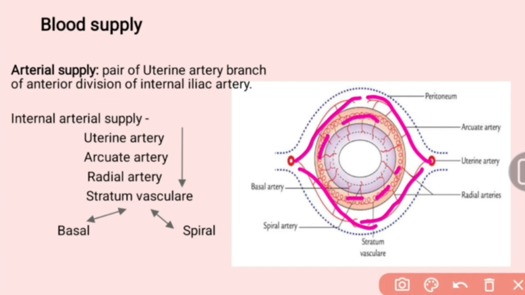Then this stratum vasculare gives two sets of arteries, that is basal and spiral branches. This is the basal and this is the spiral branches. Basal branches give arterial supply to the stratum basale, the outer basal layer, and the spiral arteries supply the functional layer, and this functional layer is shed during the menstrual cycle along with the spiral artery.